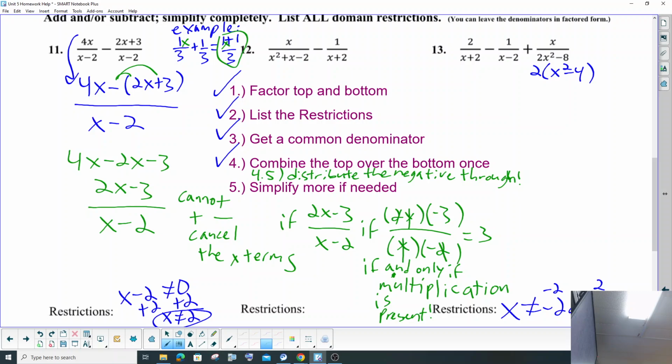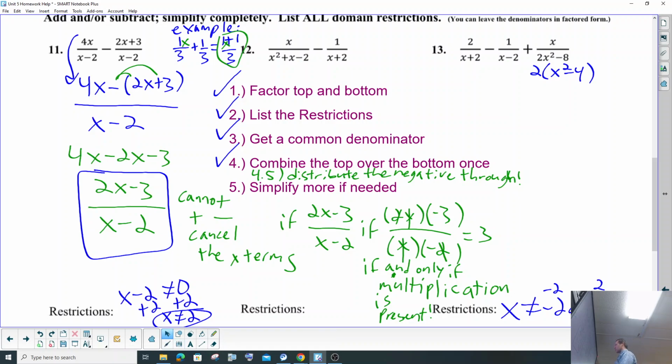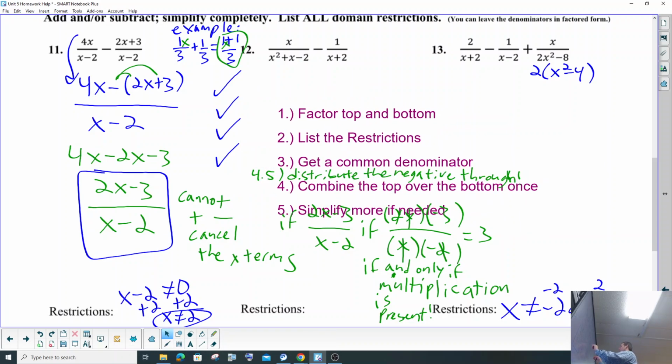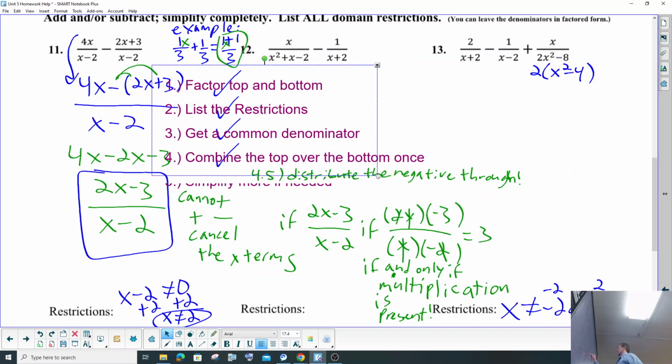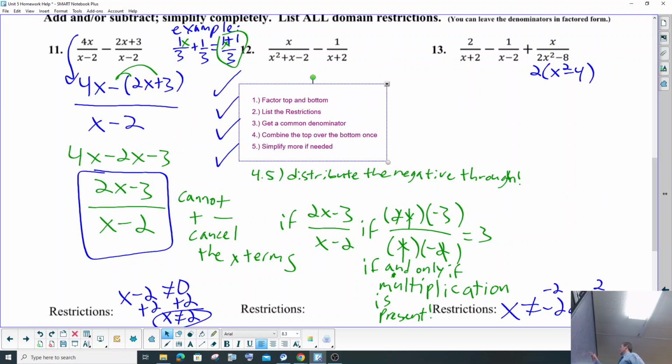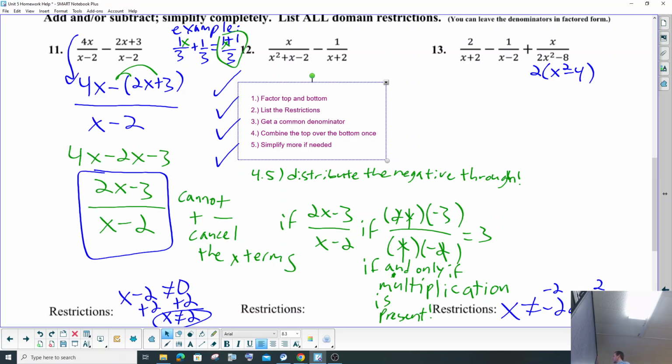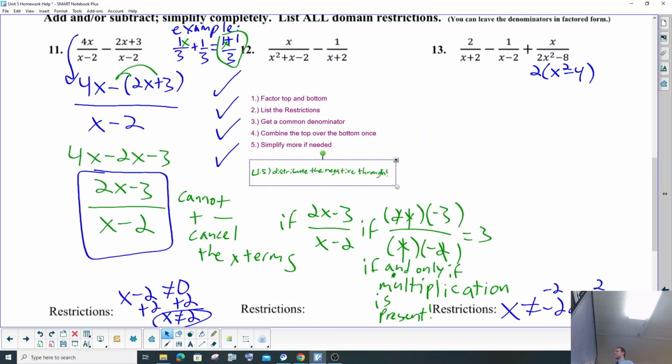All right, so that's just our answer, and we cannot combine anything else there. Cool. Okay, so then I'll show you number 13 next. I'm going to shrink some of the notes there. Okay, so then distribute the negative through.